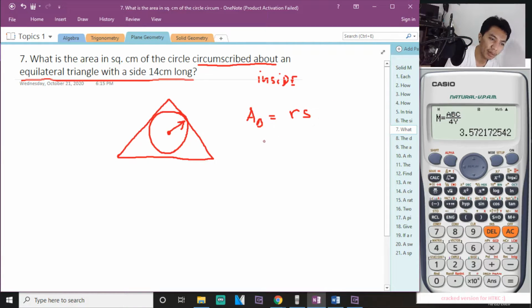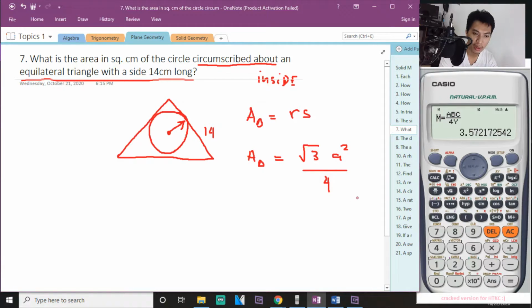Sir, saan po ba natin kukunin yung area ng triangle? Okay, equilateral. Pwedeng Heron's, yes. Pwedeng one-half AB sin theta, yes. Pero nagbigay na ako ng area, di ba? Area of equilateral triangle is equal to square root of 3 a squared over 4. Tama ba? So, you have now the formula. Tapos, makukuha mo rin si R. So, ano bang area ng circle? That is pi r squared. That is area of your circle.